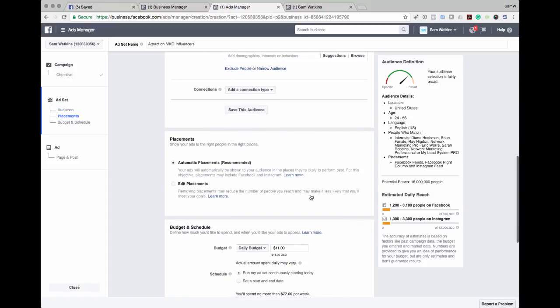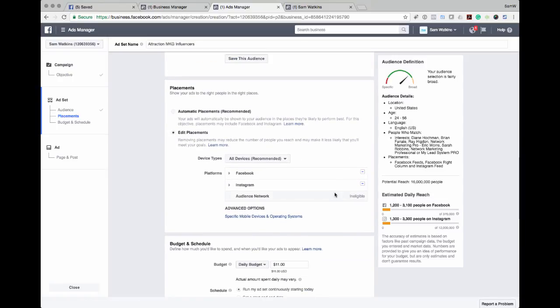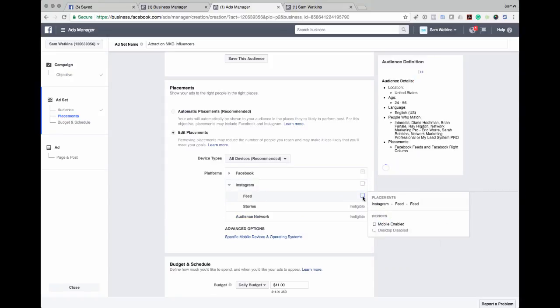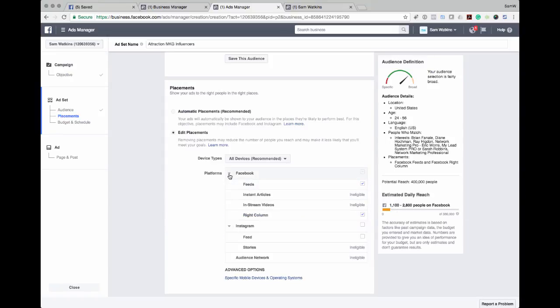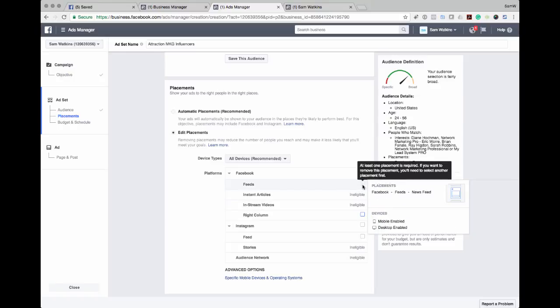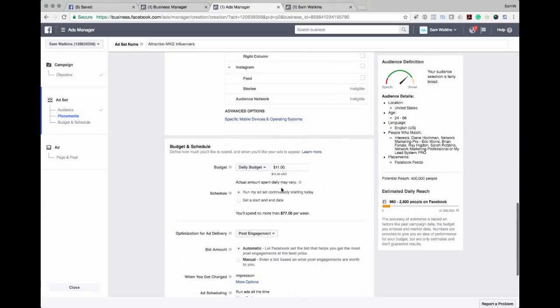Now, let's edit my placement, because I don't want this thing going everywhere. I don't want it going to Instagram. And I don't want it going in the right column. I just want this thing in the feed. My daily budget, I only want to spend $5 a day.